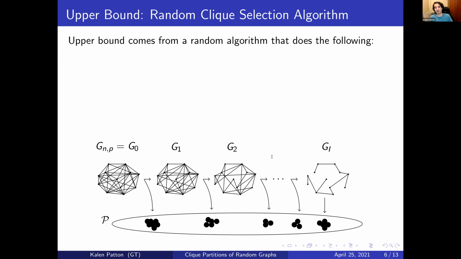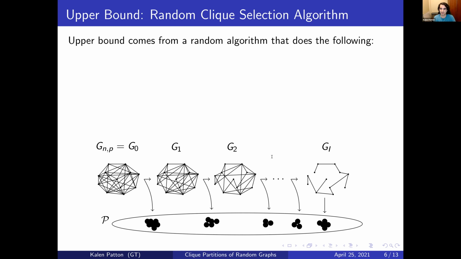Okay, and so now I want to get into how we establish this result. We've already seen the lower bound. The lower bound comes from an easy argument, but the upper bound is a little more challenging because we have to actually give a way to find this small clique partition. We do this by coming up with a random algorithm that iteratively selects cliques from our graph to include in our clique partition.